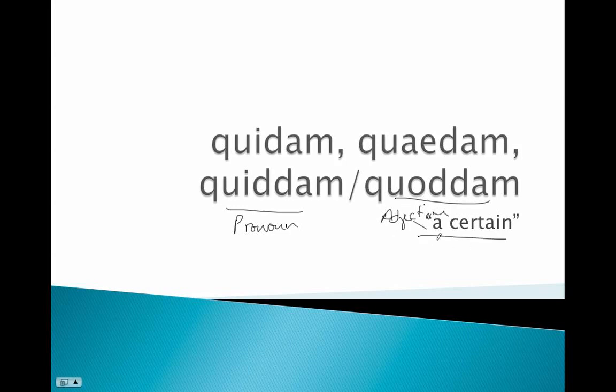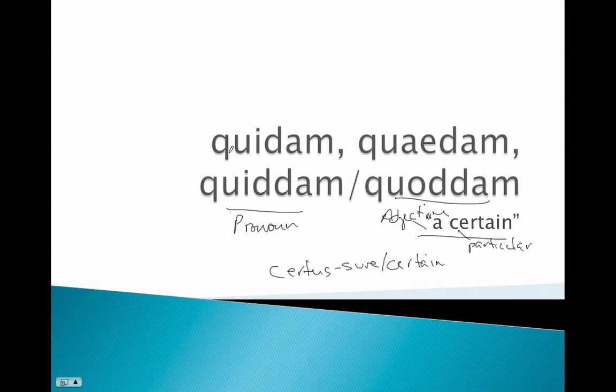Now, I just wanted to distinguish this certain from certus, which means certain in mind, that is, sure. Sure or certain. This certain is a certain person, so one as opposed to any other. This is a particular, a certain man, a particular man.